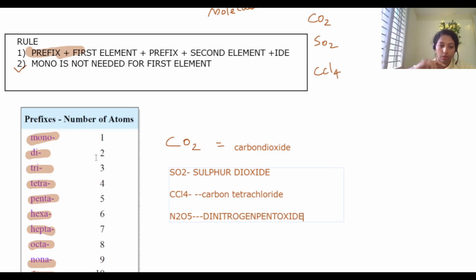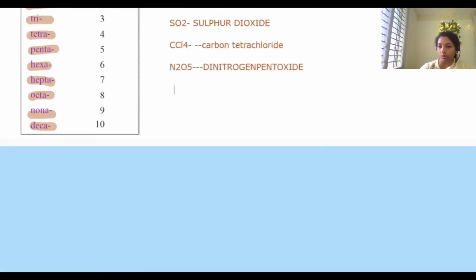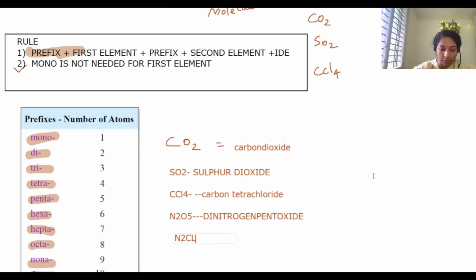Pentoxide is the correct one. Similarly, tetraoxide is not needed, it's tetroxide. If the oxygen is in the letter, then you do not need to use that A. Hexoxide or heptoxide, like that you can write. Clear? At the same time, suppose N2Cl5 is the compound.